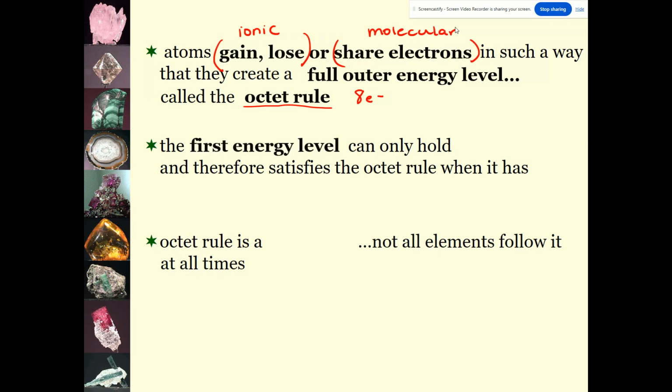Now keep in mind that the elements hydrogen and helium only have electrons in the first energy level, so that level will hold 2 electrons max, whereas the other ones will hold 8. This is also a guideline. Like I said, there's lots of exceptions. This is just a very simplified beginning to bonding.